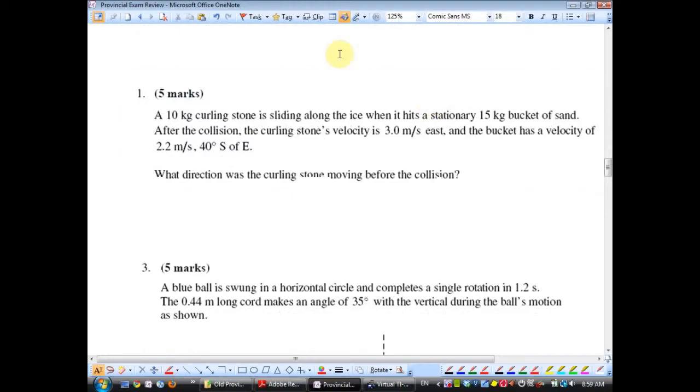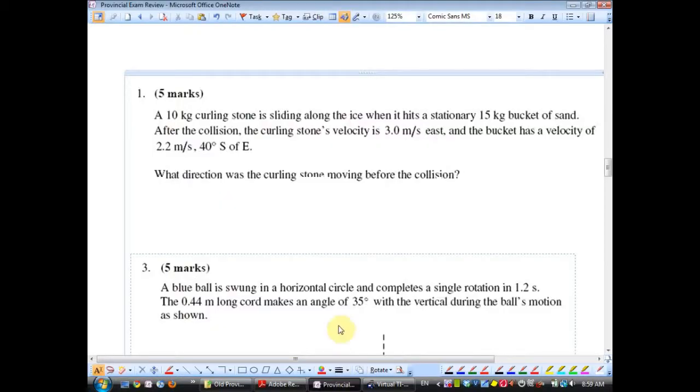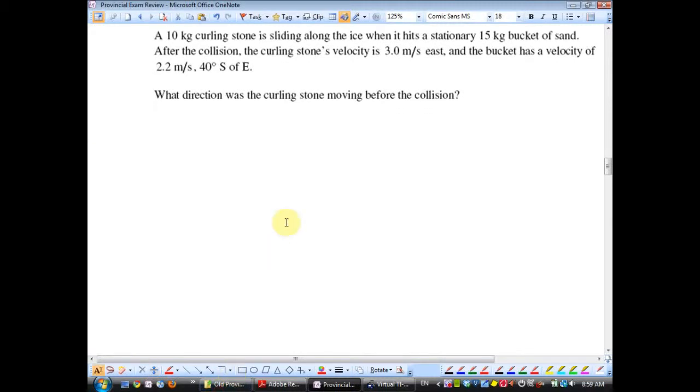Momentum. Whoop, wrong button. A curling stone is sliding along the ice when it hits a stationary 15-kilogram bucket of sand. After the collision, the curling stone's velocity is 3 meters per second east. I better draw a compass. And the bucket has a velocity of 22 meters per second, 40 degrees south of east. What direction was the curling stone moving before the collision?